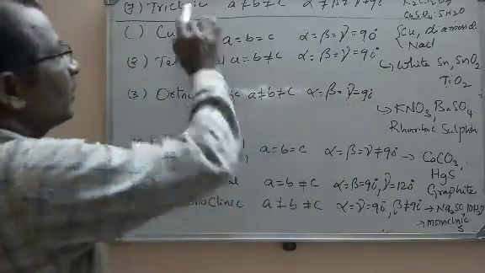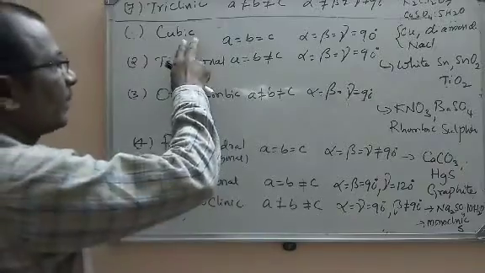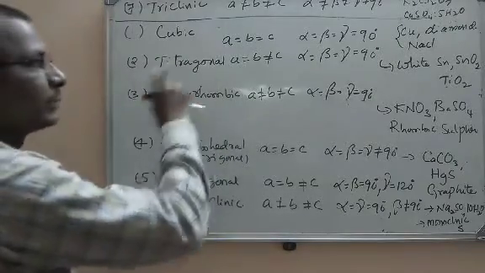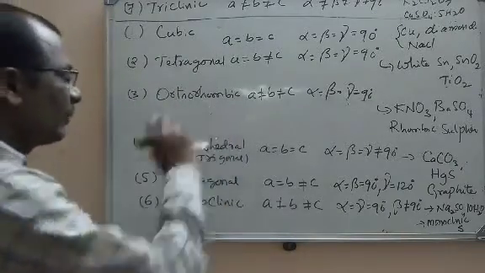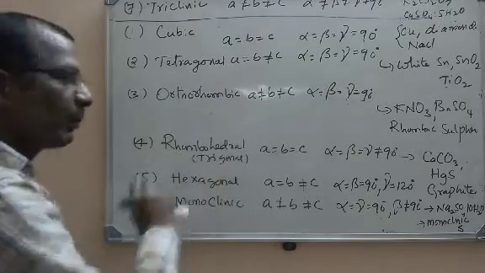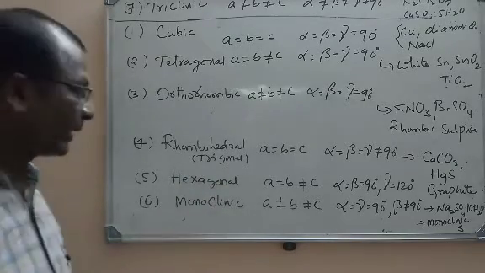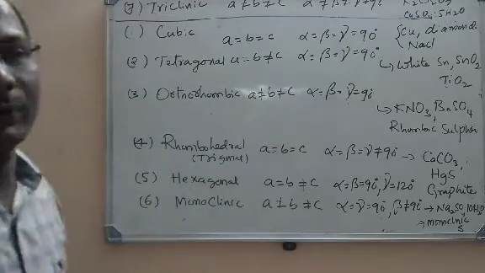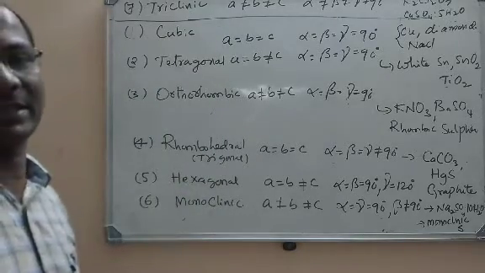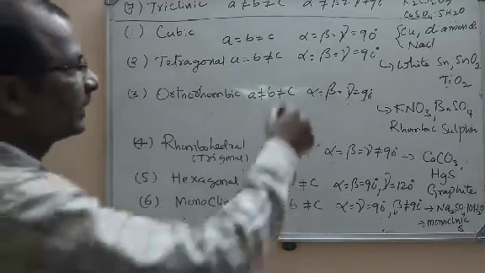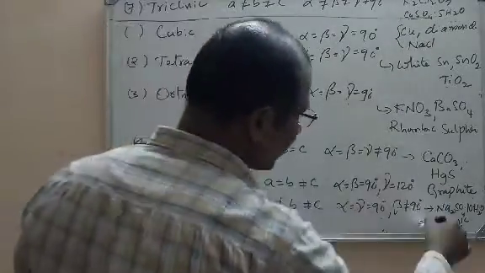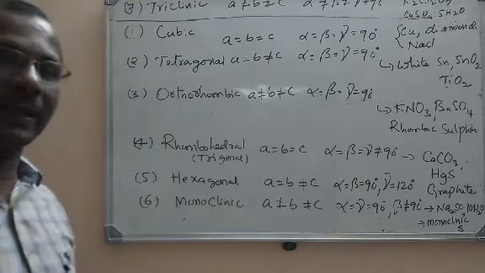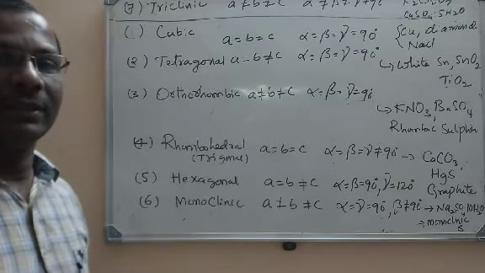But in triclinic only one form. In cubic we have three forms. In tetragonal we have two types. In orthorhombic we have four types. In rhombohedral we have one type. In hexagonal we have one type. Monoclinic we have two types, and triclinic we have one type. Altogether 14 Bravais lattices are possible. So these are the different crystalline systems based on the cell parameters and dimensions.